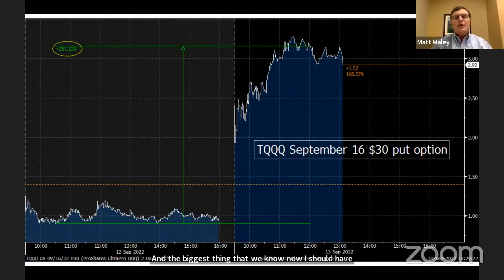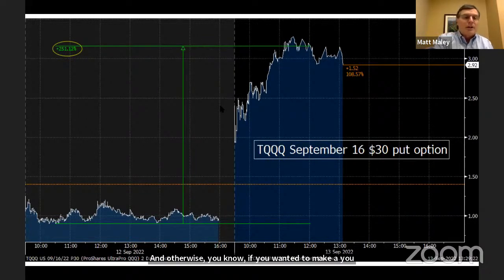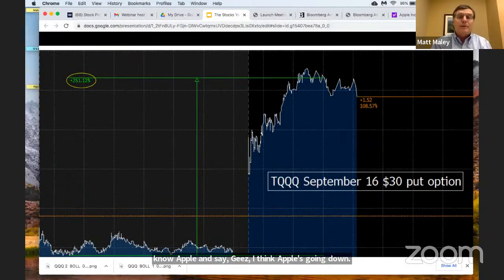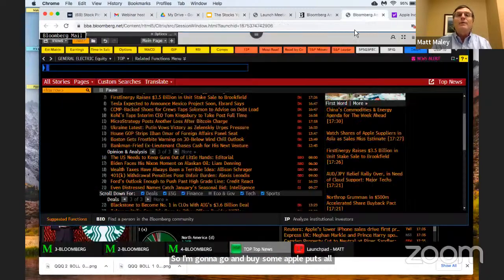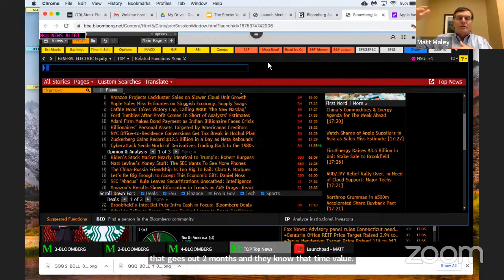And the biggest thing that we know now, and I should have said at the beginning, I'm sorry, we're talking about trading alone, but now we have the tools. For years, only the big hedge funds could trade stuff like this. Otherwise, if you thought Apple was going down, you'd go and buy some Apple puts, or maybe Apple calls, whatever happens to be. The problem is that you would have had to buy the March puts. That's expensive because that goes out 2 months. And on that time value, those market makers are putting on a lot of risk to sell you an option going out 2 months.